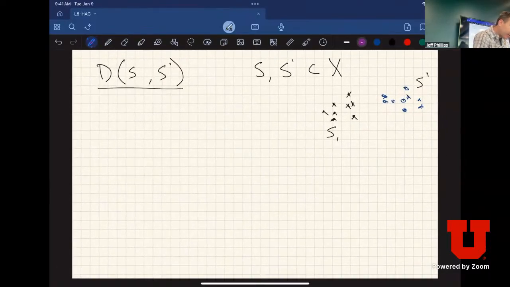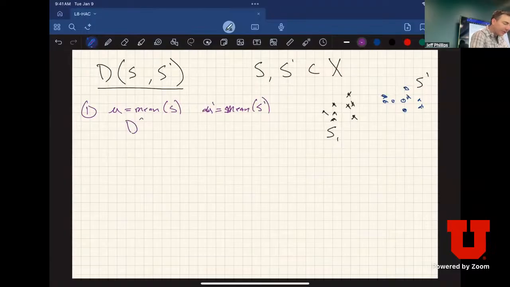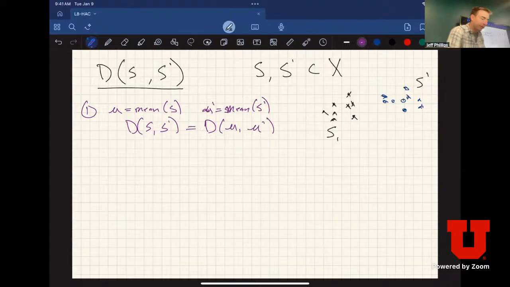So option 1. I'm going to say mu is going to be the mean of S. Mu prime is going to be the mean of S prime. And then the distance between S and S prime is going to be the distance between mu and mu prime. So I could take these 2 points and draw the distance in between them. And this could give me a distance between the 2 clusters. Great. This is a reasonable choice.